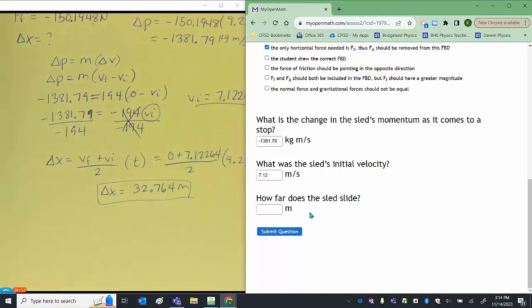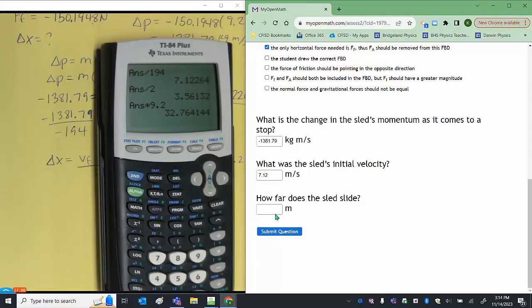And again, that is rounded a little bit because there's all the digits. But how far does it slide?